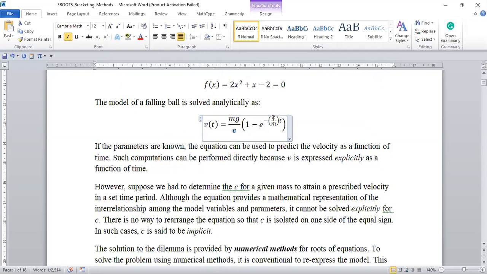And you have to make C the subject of formula. So we are going to try to do this, then we see what happens. But if you are asked to find C and you are given the velocity, the mass, the acceleration due to gravity, and T, and you are asked to find only C, that solution is actually much more complex, as we'll see.